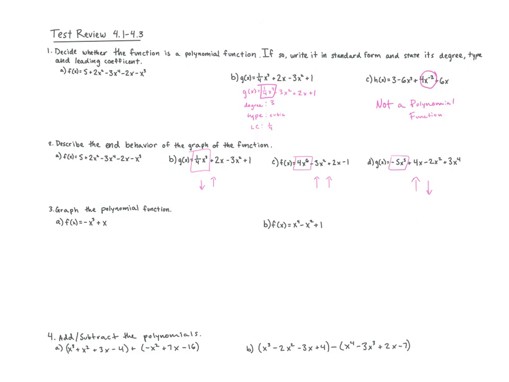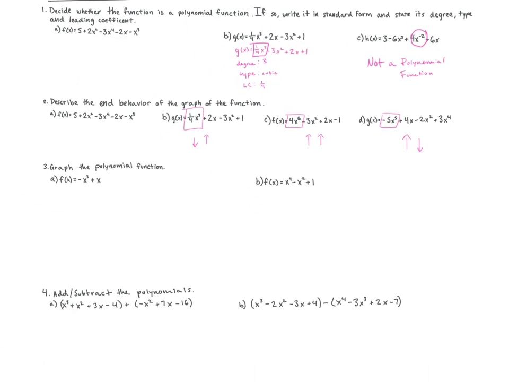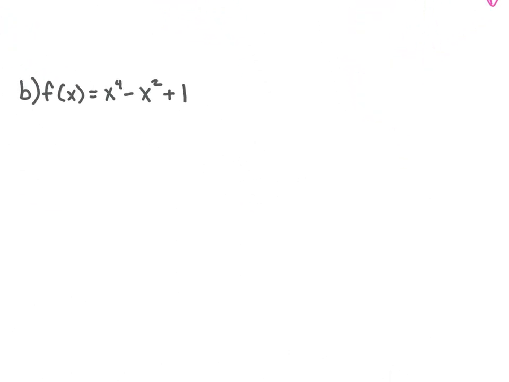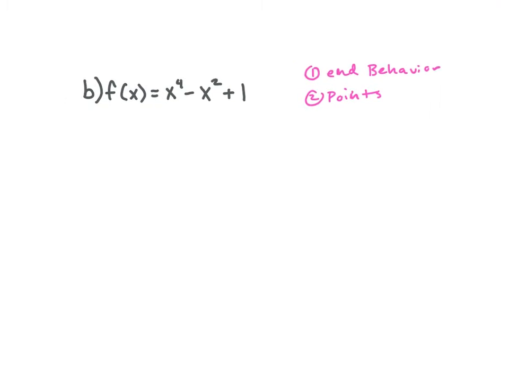All right, let's go to 3b. So we have to graph the polynomial function. To graph, we need 2 things. We need the end behavior and the points. So which term do we look at to tell us our end behavior? X to the 4th. Is this positive or negative?